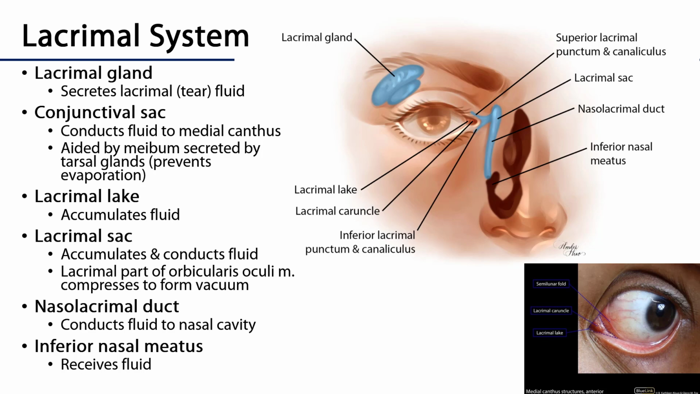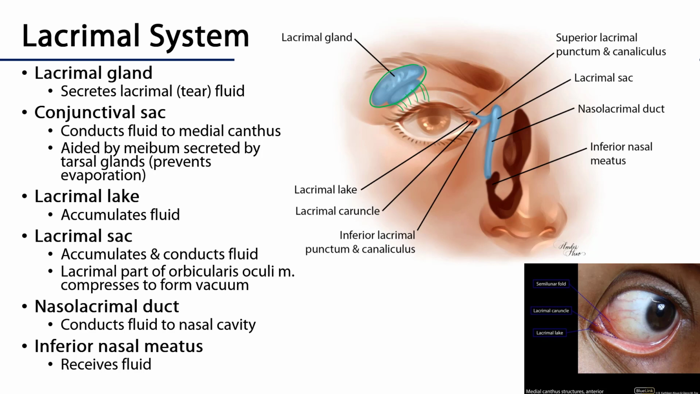So the lacrimal system consists of the lacrimal gland and the entirety of the pathway of tear conduction to the nasal cavity. This process begins in the superolateral portion of the orbit. The lacrimal gland is found adjacent to the lacrimal fossa of the frontal bone. It secretes tears, or lacrimal fluid, into the conjunctival sac. That's the space between palpebral and bulbar conjunctiva.